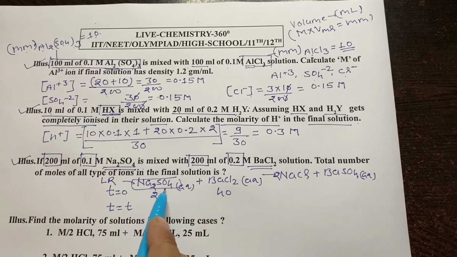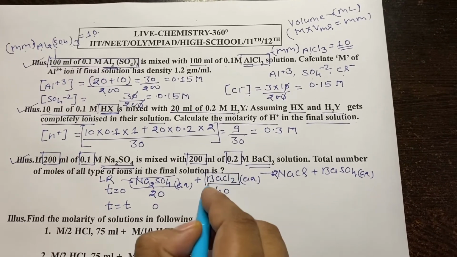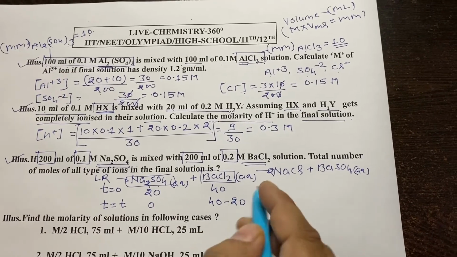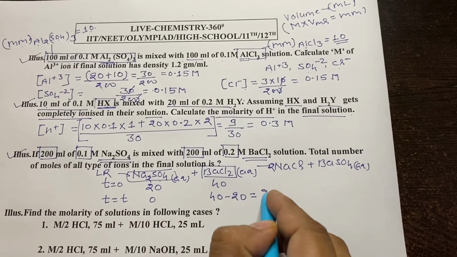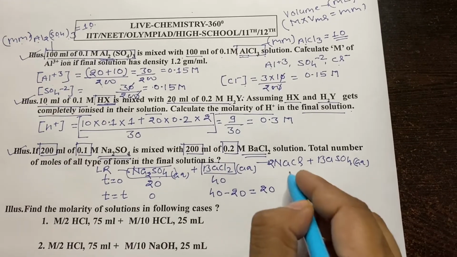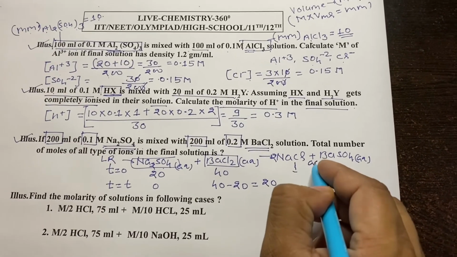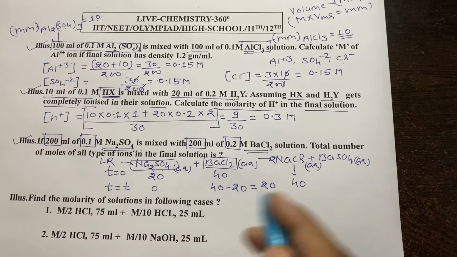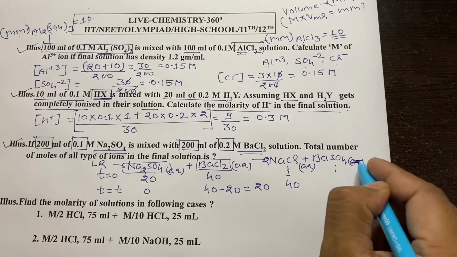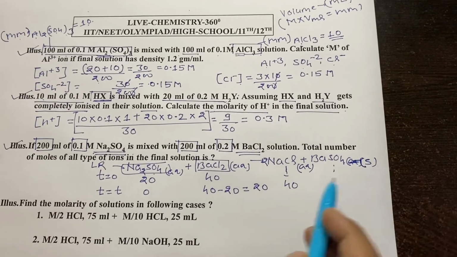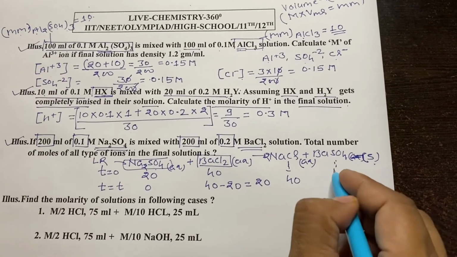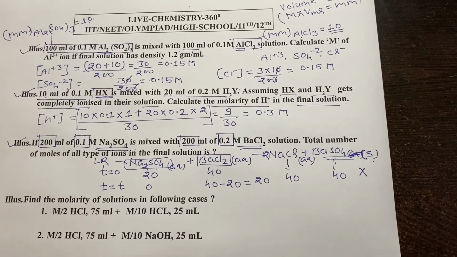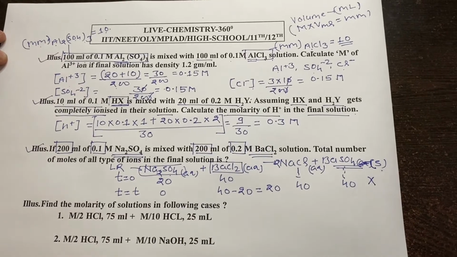So for 1 mole of Na2SO4, 1 mole of BaCl2 will be consumed. So for 20 millimoles, 20 will be consumed. So the BaCl2 left in the solution will be 20. In the same way, NaCl will be 40 millimoles, and BaSO4 is present in the form of a precipitate solid. So the ions which are present in this BaSO4 will not be counted. Only the ions which are present in the solution phase will be counted.